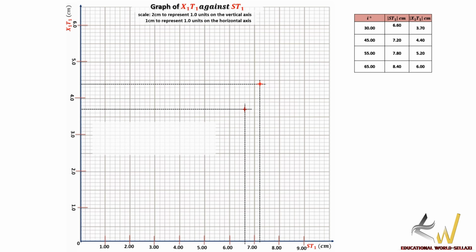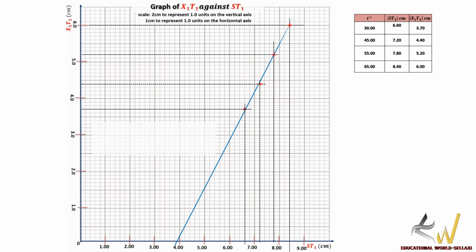Now, when ST1 is 7.8 centimeters, X1T1 is 5.2 centimeters. We mark out the points. And lastly, when ST1 is 8.4 centimeters, X1T1 is 6.0 centimeters. We mark out the points. Now, joining these points with one straight line, we call it the line of best fit. So that is the slope of the graph.